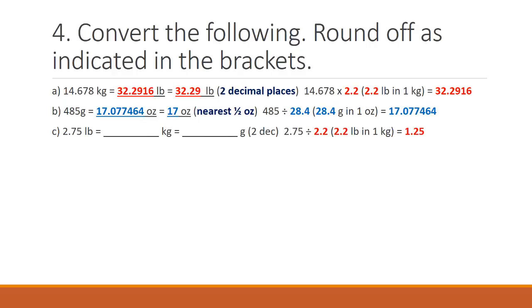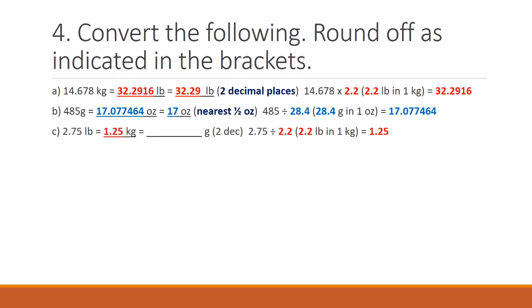But the first thing we need to know is what our relationship is. And if we're going to go to kilograms first, we know that there are 2.2 pounds in a kilogram. So let's take the amount of pounds that we have, 2.75, divided by the amount of pounds in a kilogram, 2.2. That gives us 1.25 kilograms. So there is that equivalent.